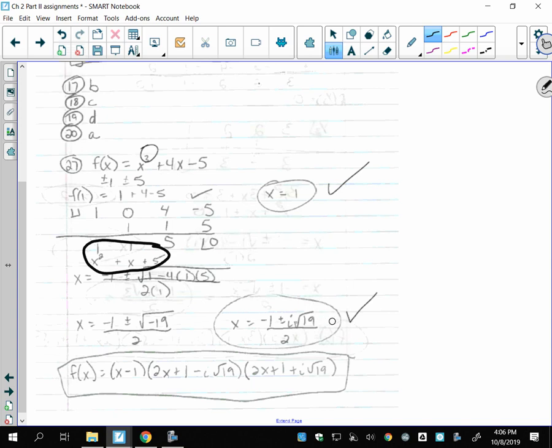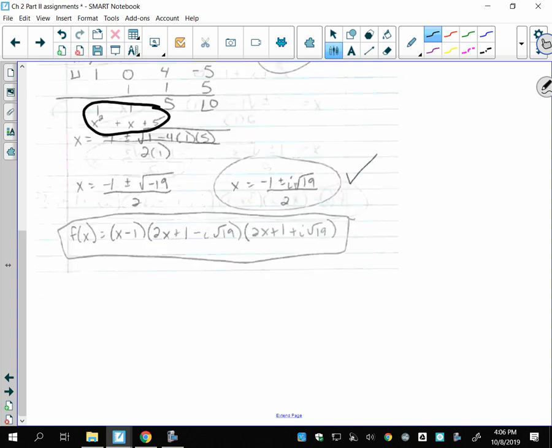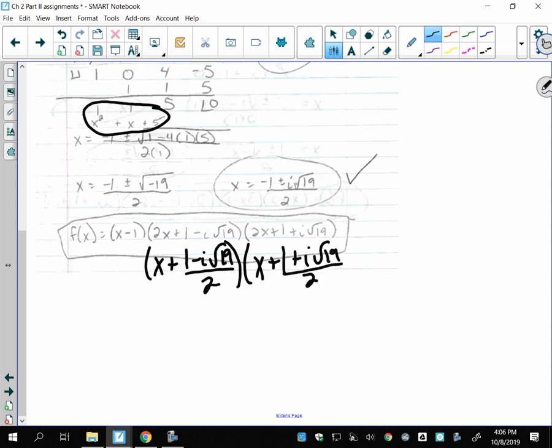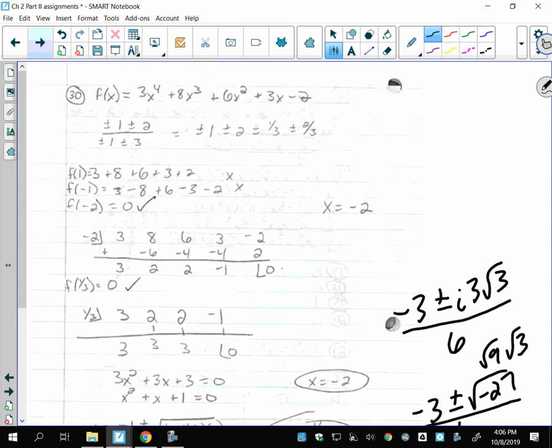Those are the zeros. The new part was writing it as a linear factorization, and so again, I made it so that the 2 went away. You could have also said x plus 1 minus i radical 19 over 2, and x plus 1 plus i radical 19 over 2. And that also works. Notice it's a degree 3, and we have 3 zeros. And then the last one was a degree 4, so there's a lot more work to do.